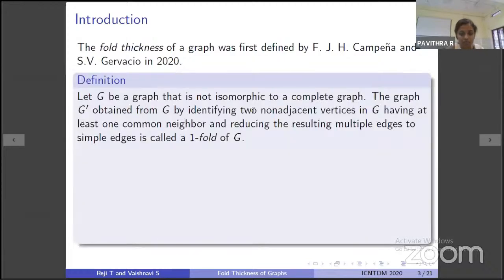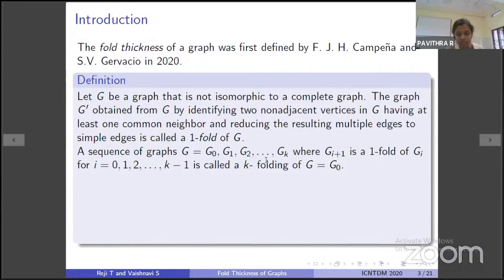Next, let me define what fold thickness is. Definition. Let G be a graph that is not isomorphic to a complete graph. The graph G' obtained from G by identifying two non-adjacent vertices in G having at least one common neighbor and reducing the resulting multiple edges to single edges is called one fold of G.